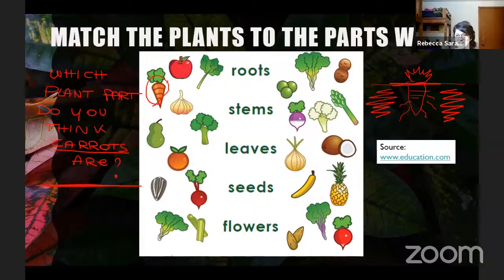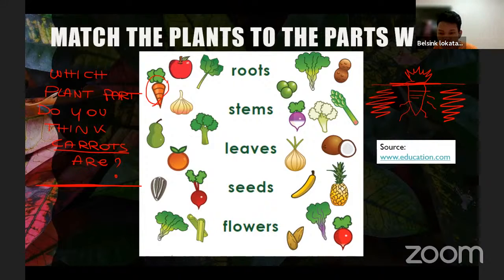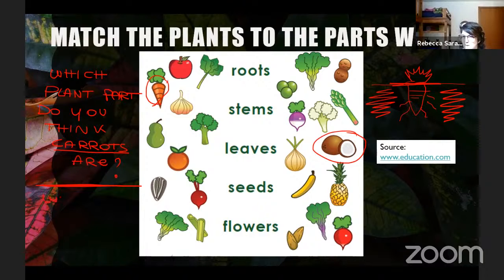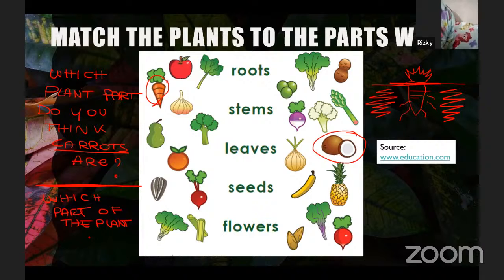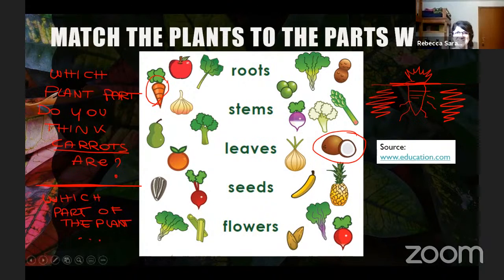So Belsing, do you want to ask Rizky? I want to ask Rizky coconut. So, Mr. Rizky, which part of carrot do you, wait. Which plant part of? Well, you can also say like you said it. Okay. Which part of the plant is, which part of coconut is that we eat? Oh, okay. Actually, it's the seeds. Is it a seed? Seed. It's the fruit. I don't know. You might be right, actually, but I don't know. Let's see.